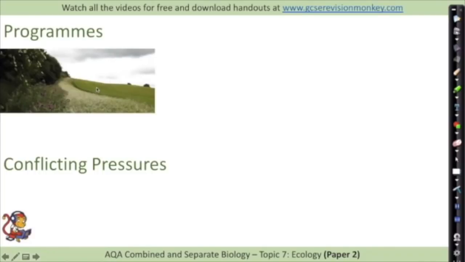One example of a program is within the countryside to maintain or reinstall hedgerows, allowing the landscape to be less fragmented and providing pathways for animals to travel more easily between different areas within their habitat. And the introduction of these field margins.